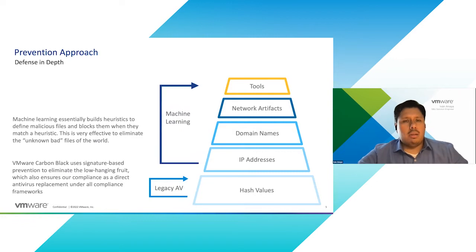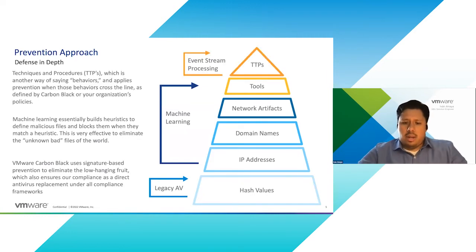This is a very effective way to eliminate the unknown bad files of the world. From an attacker's perspective, it is relatively easy to change the hash values or the IP addresses and domain names of an attack. But one of the hardest things for an attacker is to change the fundamental behaviors an attack exhibits. That's when Carbon Black event stream processing comes into the equation. Carbon Black analyzes tactics, techniques, and procedures. I'm pretty sure most of you have seen the TTP acronym in the Carbon Black console. TTP means tactics, techniques, and procedures, which is another way of saying behaviors. And it applies prevention when those behaviors cross the line defined by our intelligence or by your organization's policies.